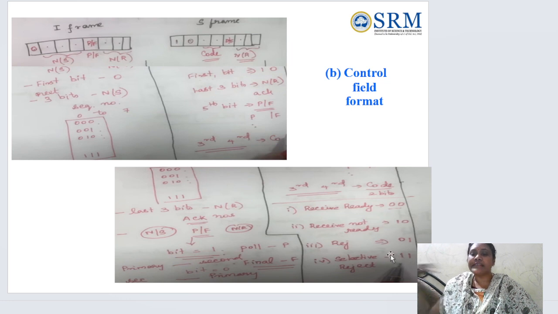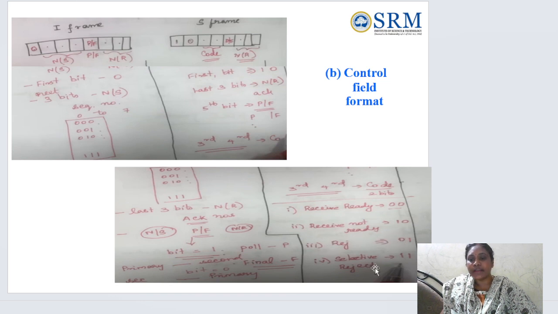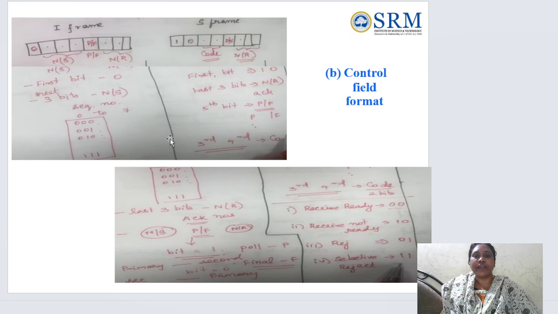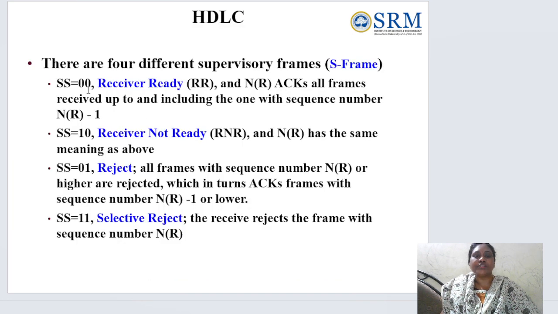For example, 00 means receive ready, 10 means receive not ready, 01 means rejection, and 11 means selective rejection. So this is the code information in the 3rd and 4th bits of the S frame structure.